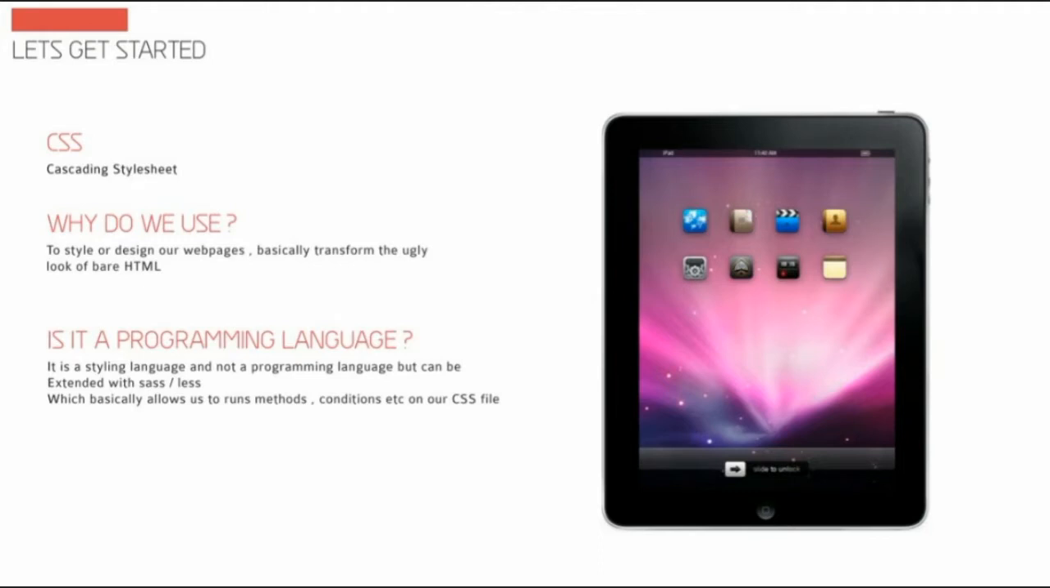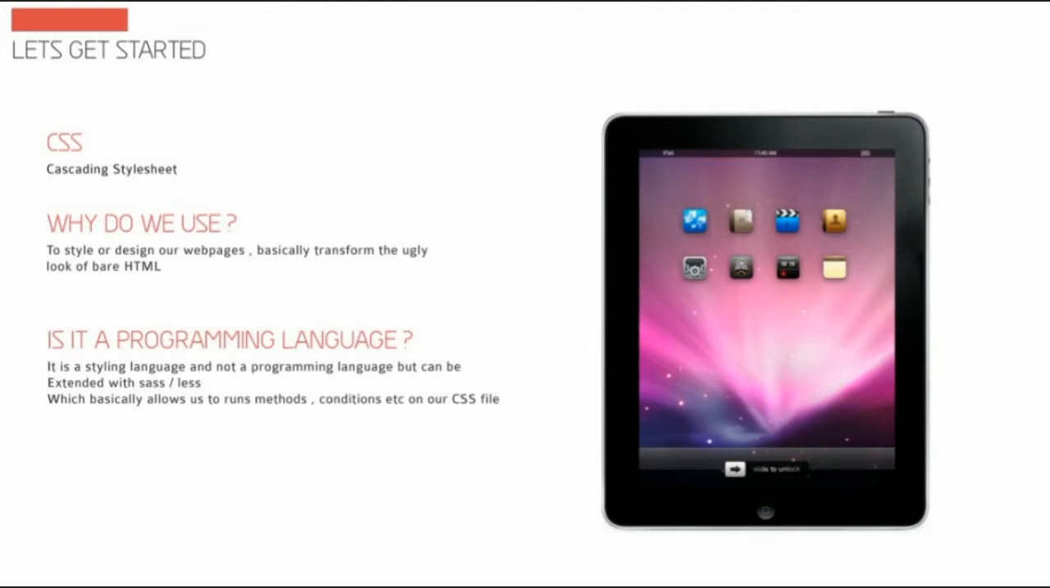So what is CSS? CSS stands for Cascading Style Sheet. Now you may ask, why do we use it? It is used to style or design our web pages. Basically, if you just have a web page with bare HTML, that's going to look pretty ugly. So it helps to convert that ugly-looking site into something way more beautiful.